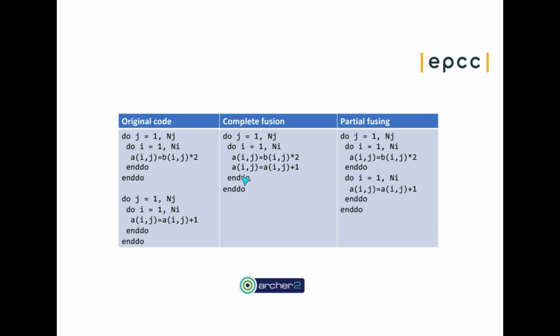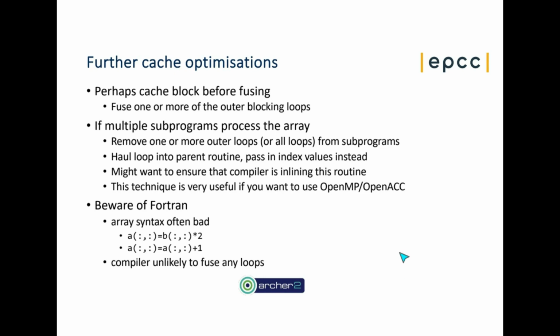You don't have to go the whole hog. You can do the partial thing: you can fuse the outer loop but keep separate inner ones. Provided one dimension of your array still fits in the cache, you're still getting good reuse, but you're not increasing the size of the loop body. Other things you could do: perhaps you want to do your cache blocking first.